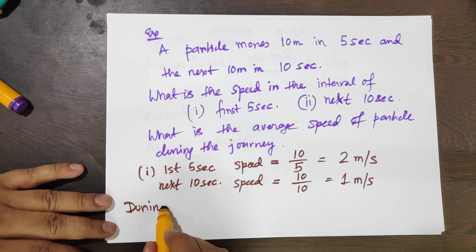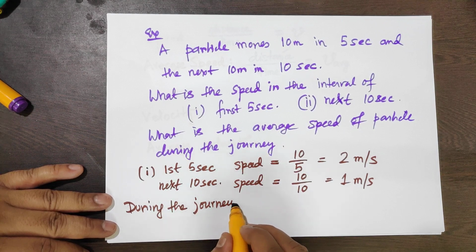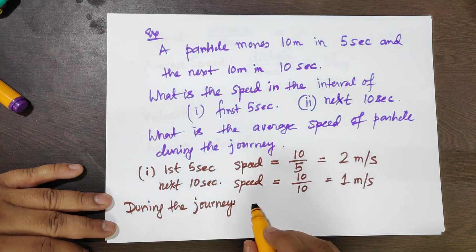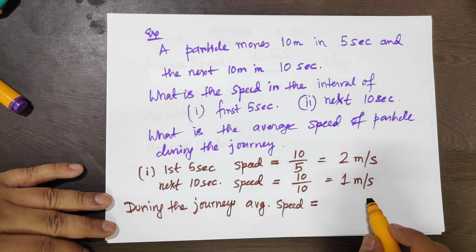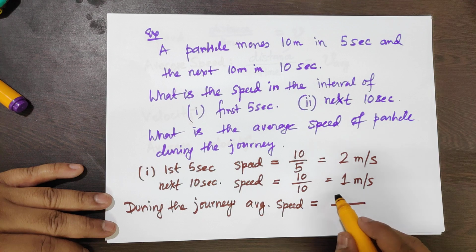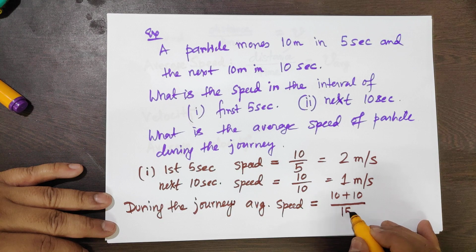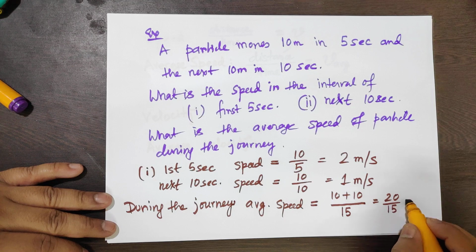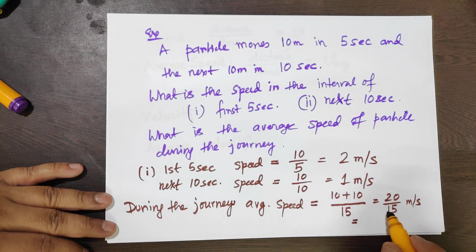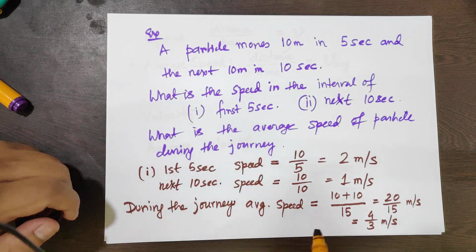And during the whole motion, during the journey, that means the whole journey is of 20 meters, the average speed is equal to the total distance by total time. So what is the total distance? 10 plus 10, divided by total time, which is 10 plus 5, 15. So that's 20 by 15 meter per second, that is equal to 4 by 3 meter per second. So this is the average speed of the particle.